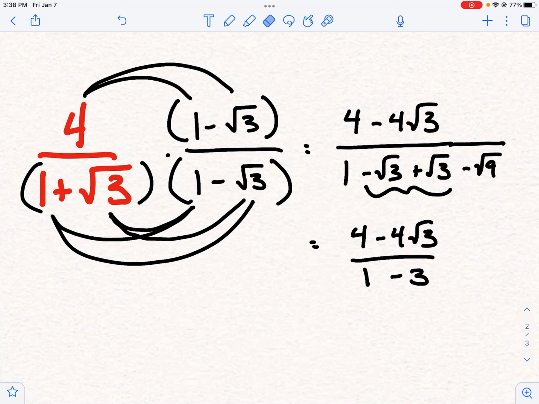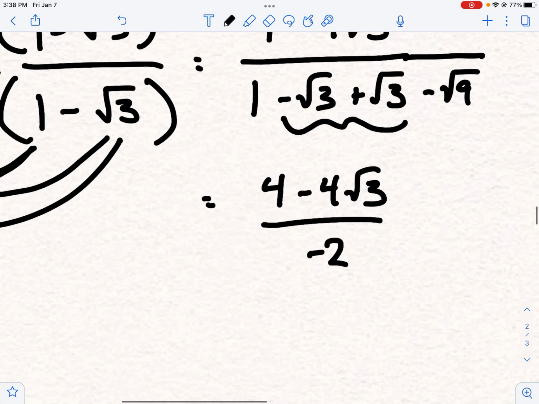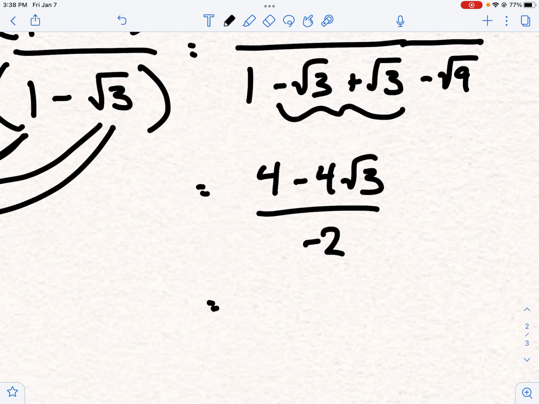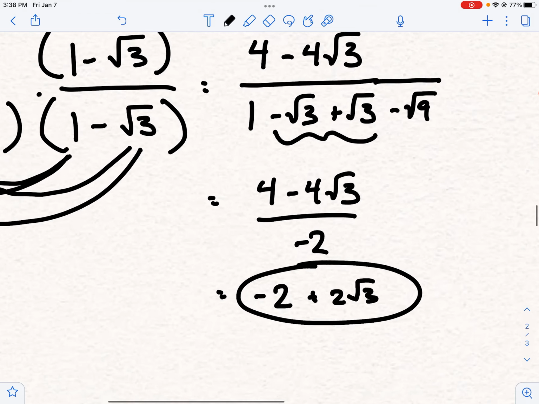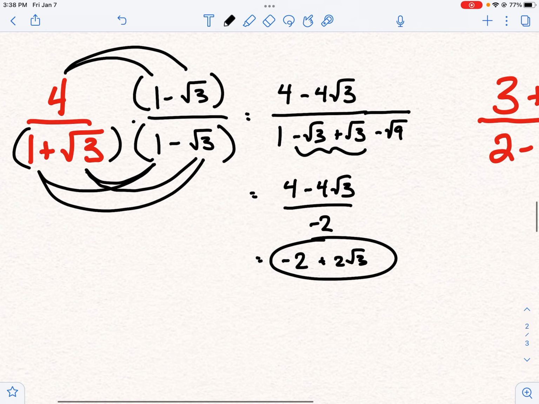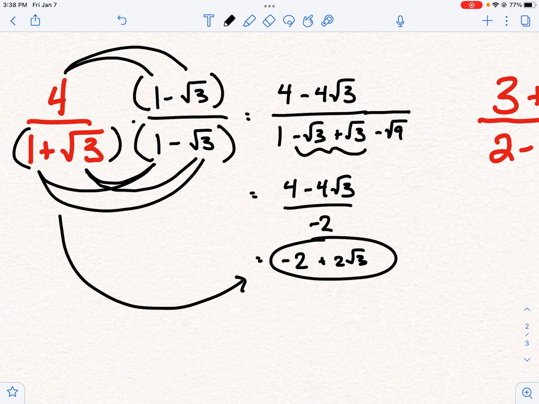And let's simplify this. 1 minus 3 is just negative 2. And I see 4s, 4s, and 2s. I see a whole bunch of stuff I can simplify. So let's simplify. Negative 2 plus 2 roots of 3 would be the answer. All right, so when I say answer, let me rephrase. It's just a simpler version of the original.